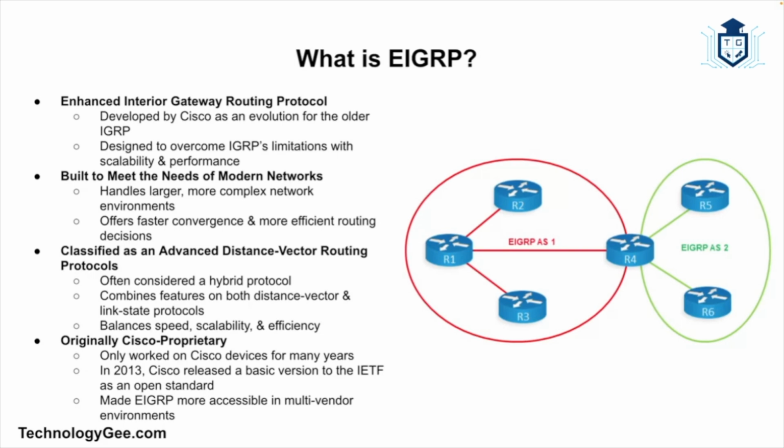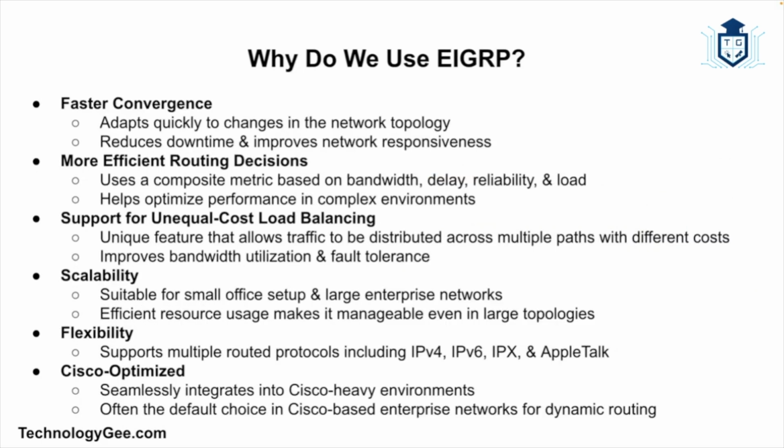And EIGRP is classified as an advanced distance vector routing protocol, though many refer to it as a hybrid protocol because it blends features of both distance vector and link state protocols. Essentially, this gives it a unique sweet spot in terms of speed, scalability, and efficiency. And it was Cisco proprietary for many years, which meant you could only use it on Cisco devices. But in 2013, Cisco released EIGRP to the IETF as an open standard, or at least partially, which made it more accessible.